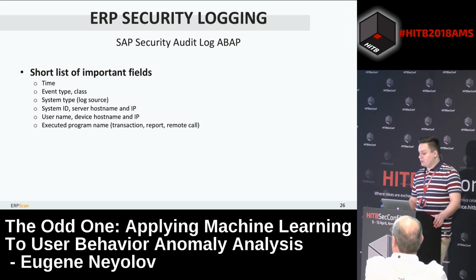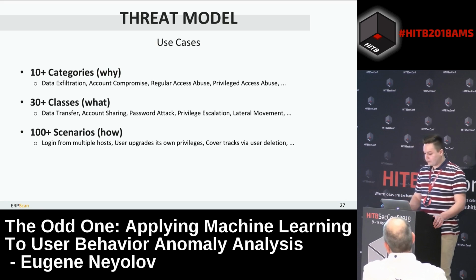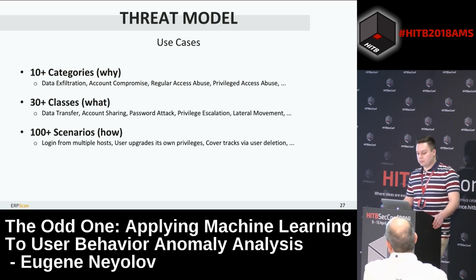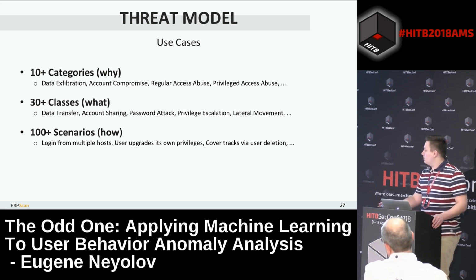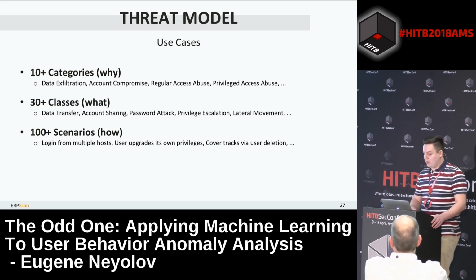For this presentation, I will just use a small set of features so we can focus on the process rather than on this data mess. Now we need to build a threat model and use cases for our solution. We have designed a threat matrix with categories, classes, and scenarios. The idea is that categories tell us why we want to detect it, classes tell us what exactly is going to happen, and scenarios tell us what we need to look for in the log files.